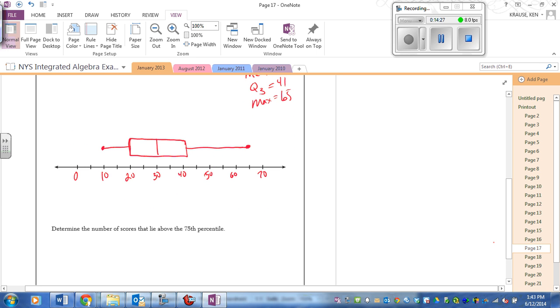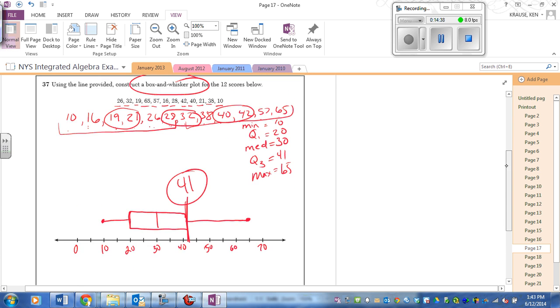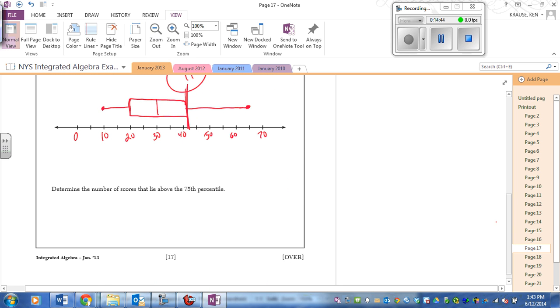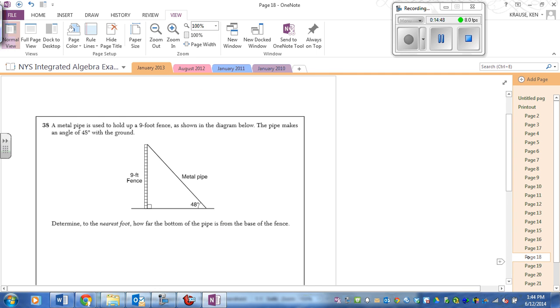Determine the number of scores that lie above the 75th percentile. Okay, so the 75th percentile right here is 41. So we're going to find all the scores above 41. Above 41 would be these 3. That's just simply 3. 2 left.